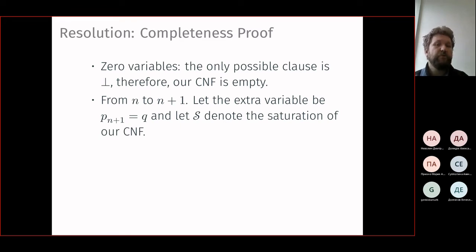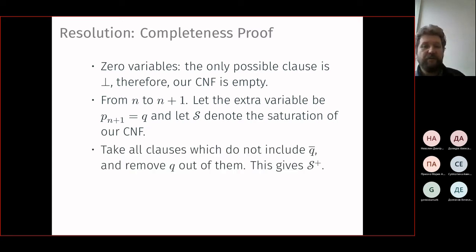Now from n to n plus 1. We denote this extra n plus first variable by p_{n+1}, call it Q. And let S denote the saturation of our CNF, so we applied all possible resolutions. Now we take all the clauses which do not include not Q, and they could include Q, right? And we remove the Q. So we take all the part which does not falsify Q, and we say that this is S plus. These could be satisfied with Q being true, because they do not include not Q, therefore Q could be true.